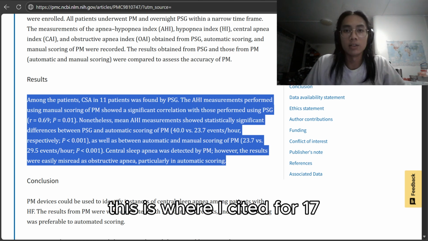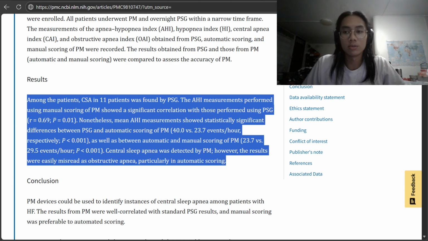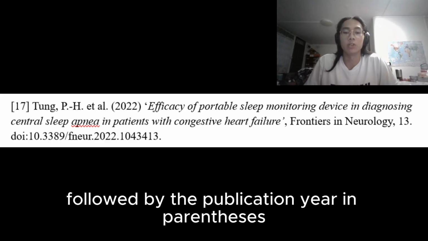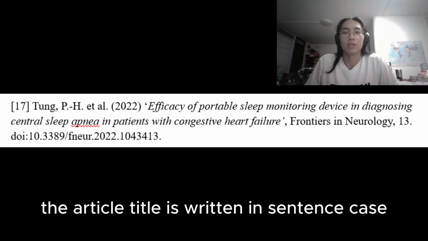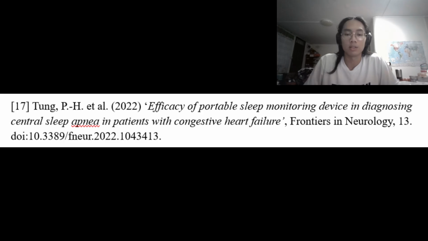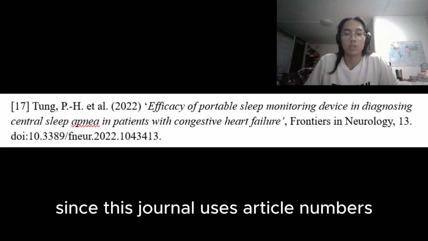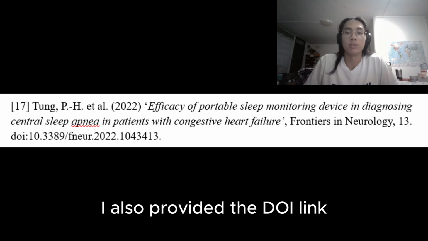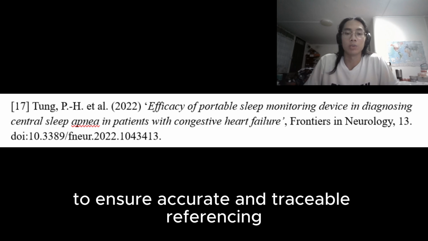This is where I cited source 17. For source 17, I listed the author names with initials, followed by the publication year in parentheses. The article title is written in sentence case, while the journal name and volume number are italicized. Since this journal uses article numbers instead of page ranges, I included the article number. I also provided the DOI link to ensure accurate and traceable referencing.